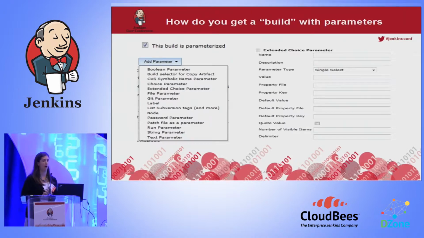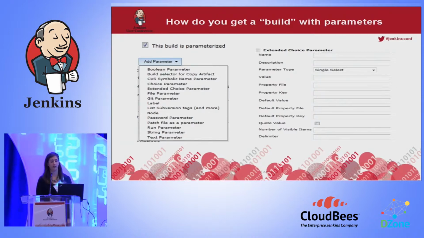How do you get a build with parameters? When you're in the Jenkins config and you want to add parameters to that build, there's a little checkbox. It's kind of hidden if you haven't been in the config of a Jenkins job; it's near the top. You have to check the box, and then you get the ability to add these different parameters. You can add all sorts of parameters, from Booleans to lists.